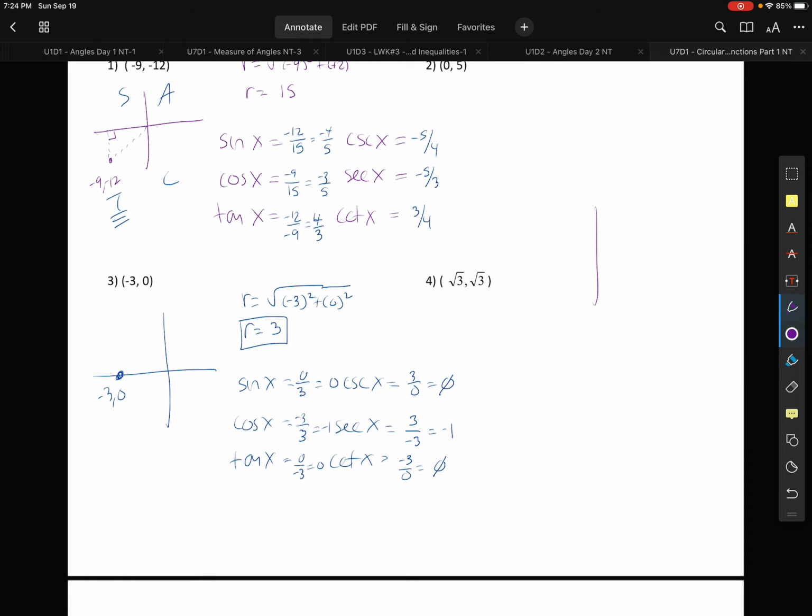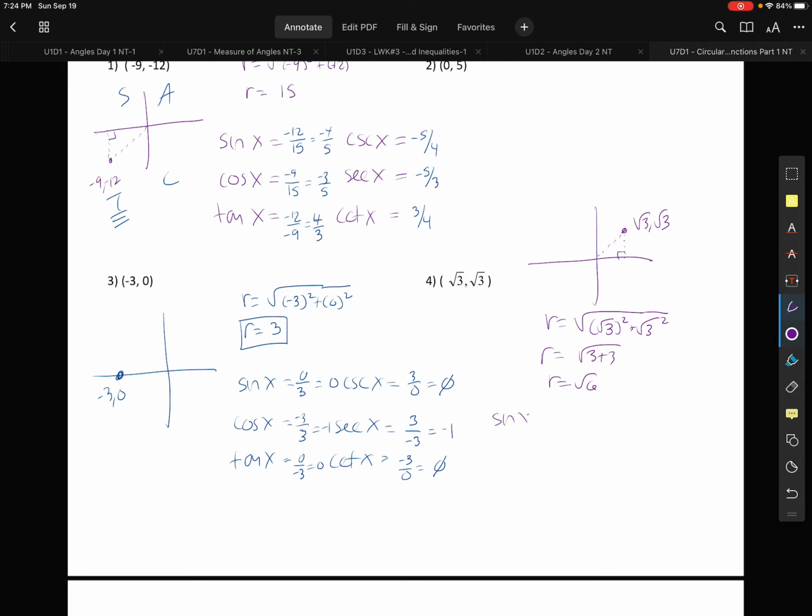Alright, last one we'll look at. Rad 3/3, so we're in the first quadrant. Rad 3, comma, rad 3. The radius equals the square root of rad 3 squared plus rad 3 squared. So rad 3 squared is 3, right? So I got 3 plus 3, r equals rad 6. Nothing wrong with that. That's what we got there, and that's fine.